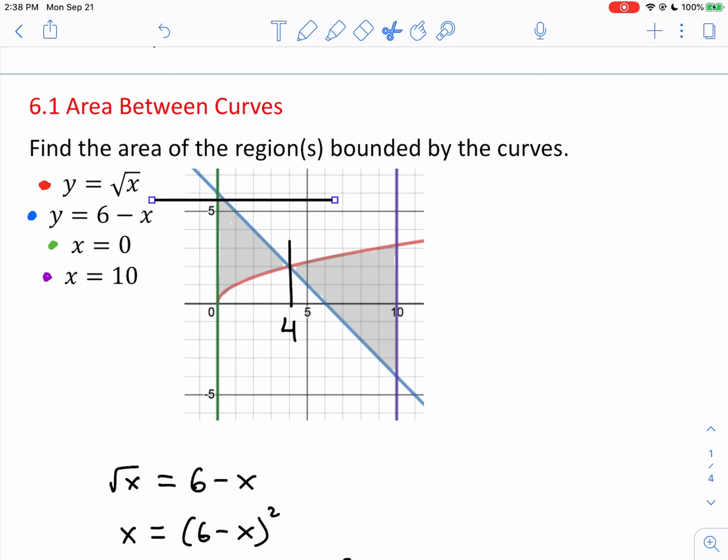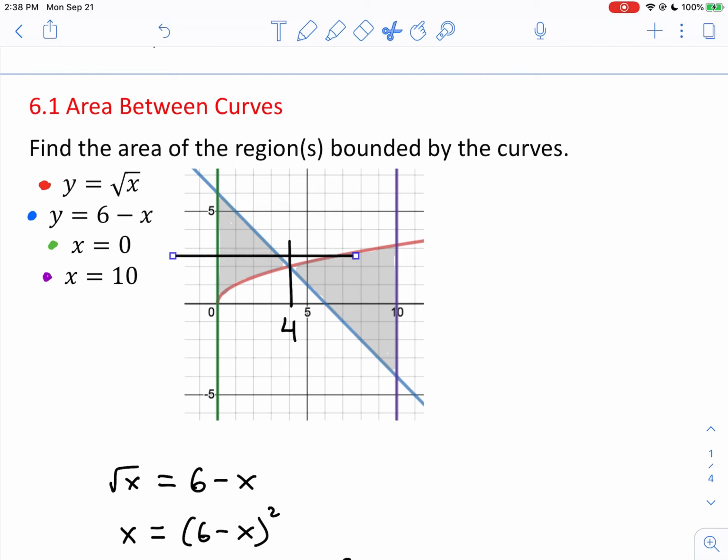Looking over at this region, similar issue. Right is red, left is green, and that's true up until right here. So we need one integral for this first part if I'm doing horizontal strips. From this point up, right is now blue and left is now green. Right?